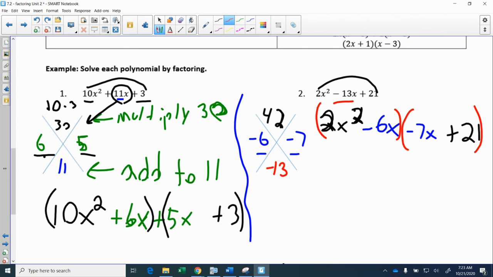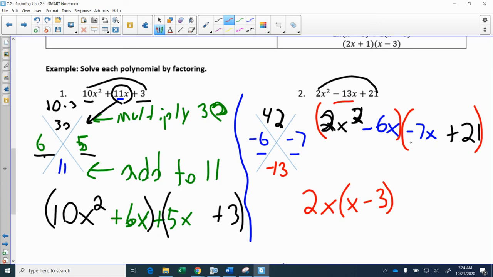2x squared minus 6x. Well, 2 and 6 both have a 2 in common. That's the number that can go into both of those. X squared and x, I could take an x away. 2 divided by 2 would cancel. X squared divided by x, there's just an x left over. Negative 6 divided by 2 would be negative 3. I had an x, but I took it away, so I can go ahead and close that parenthesis.